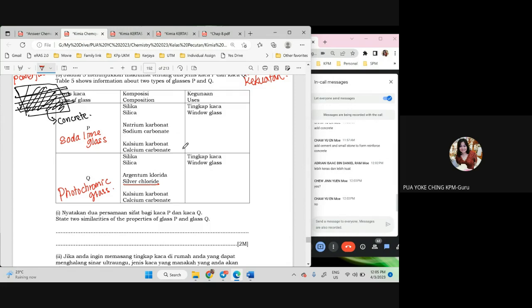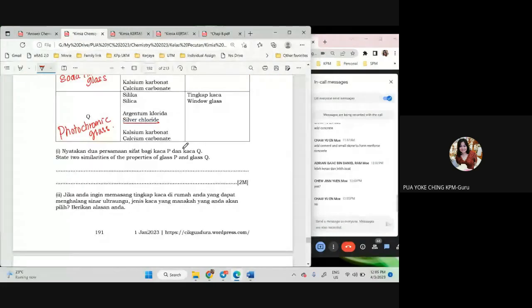Okay, one. Dua persamaan. So, apa persamaan? Yang pertama, they are transparent. Walaupun dia photochromic, tapi mula-mulanya dia adalah transparent, which is Lucina. Okay, they are chemically inert towards chemical.